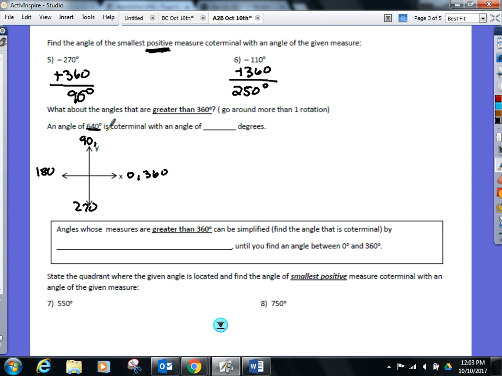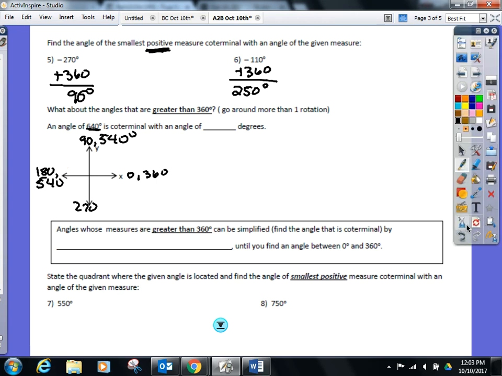We got 0, 90, 180, 270, right? And we're back at the beginning at 360. I got to find out what quadrant 640 is in. So 360 plus another 90. So this is 450 degrees up here, still not at 640. So add another 90. Where am I now? This was what, 450?